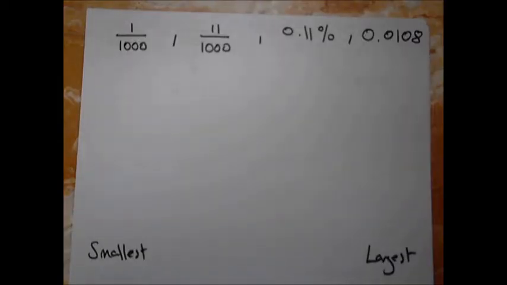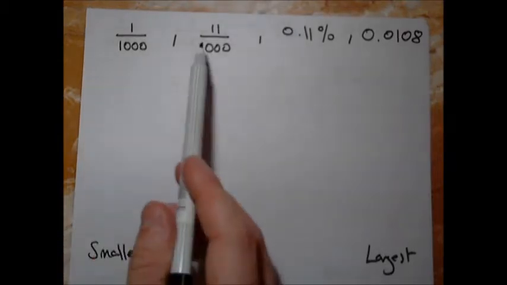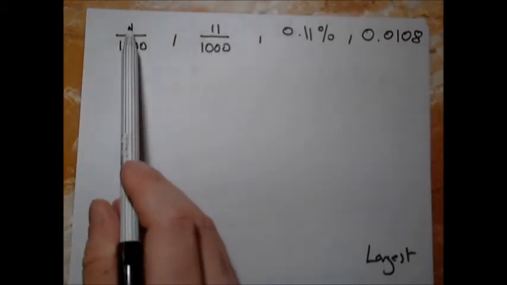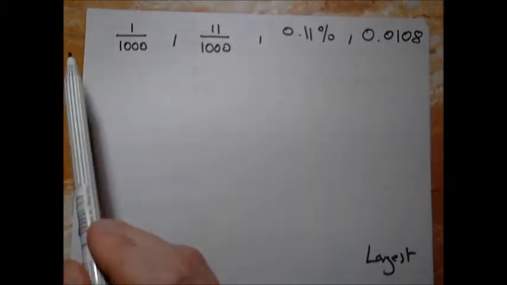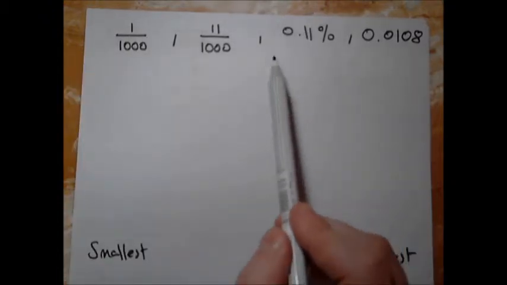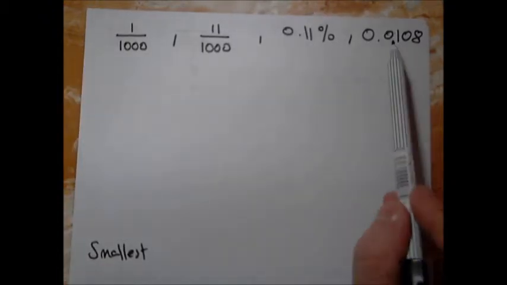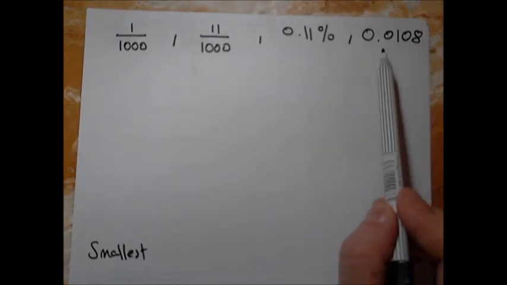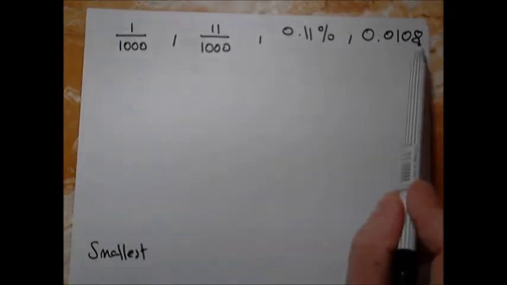For this question, we've been asked to arrange fractions, decimals and percentages from smallest to largest. Here we have two fractions. They're fractions because they've got a numerator, a denominator and a division line. Here we have a percentage because of the percentage sign. And over here we have a decimal because it's got a decimal point and there's no percentage sign.